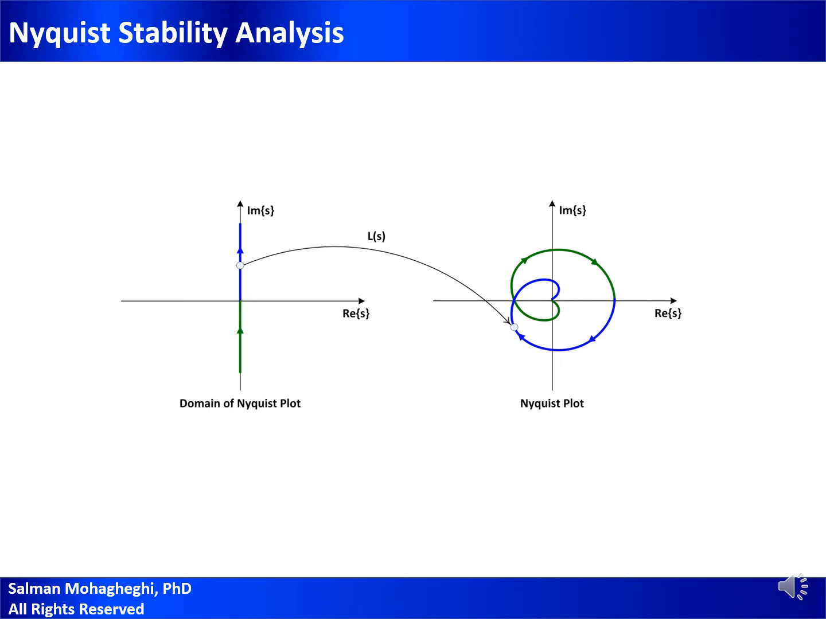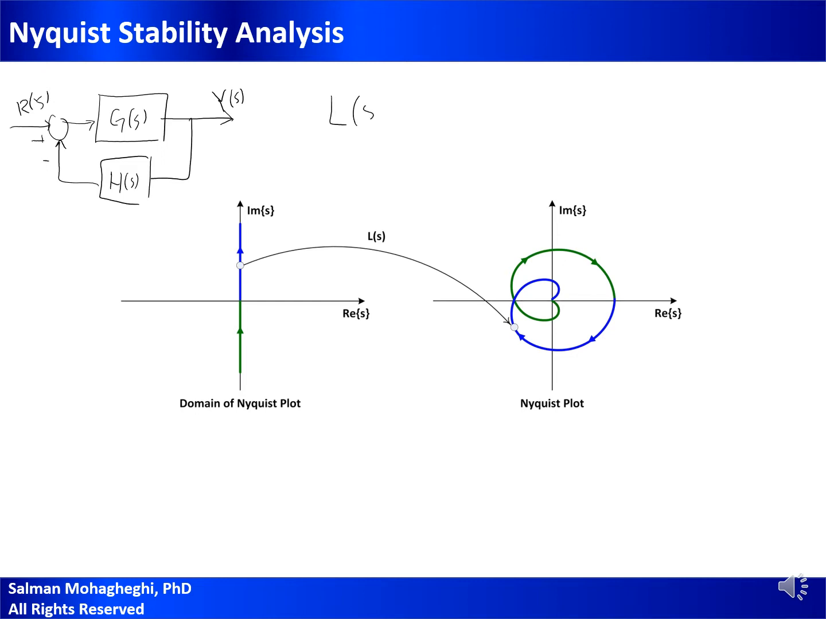What we saw last time was that if I have a closed loop feedback system with feed-forward transfer function G(s), a feedback transfer function H(s), and let's say my input R(s) and output Y(s), I define loop gain L(s), which is going to be the multiplication of the feed-forward transfer function times the feedback transfer function.